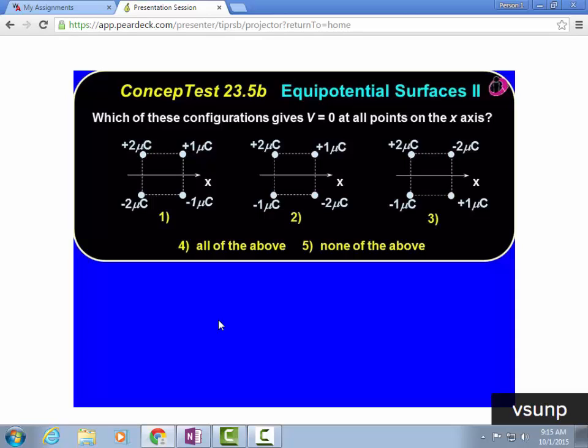Okay, so what do you got here? Which of these configurations gives V equals 0 at all points on the x-axis? It's going to be one. It has to be one. All points of the x-axis. Well, because all points on the x-axis on number 1, the 2 and the negative 2 are going to be equal to this one. Yeah, exactly.